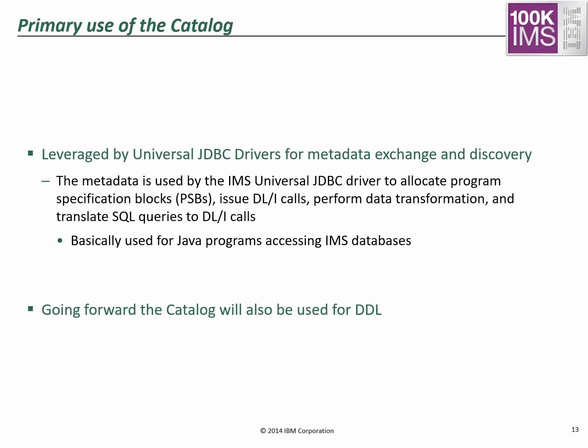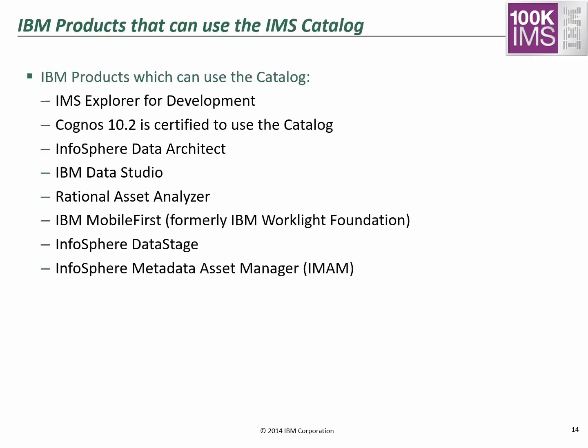So the metadata in the catalog is leveraged by our universal JDBC drivers. And it allows you basically to access IMS databases, right? And going forward, when you start implementing DDL, or when we'll require everybody to switch to DDL, the catalog is also required for DDL. So those are sort of the two major uses for the IMS catalog. There are other products that can also take advantage of the catalog. I've listed here some IBM products, but certainly any product out there that allows you to access databases, that allows you to have JDBC access, can now access IMS databases if you've implemented the IMS catalog.